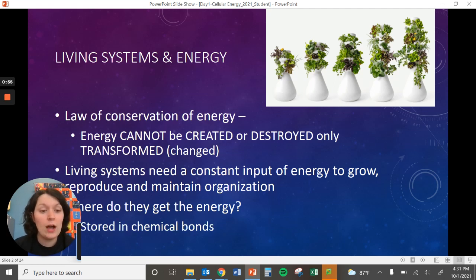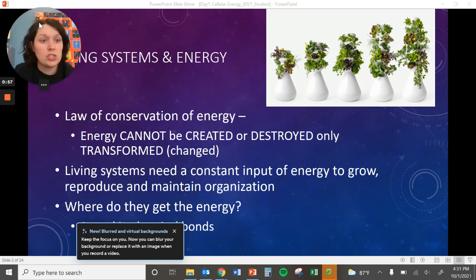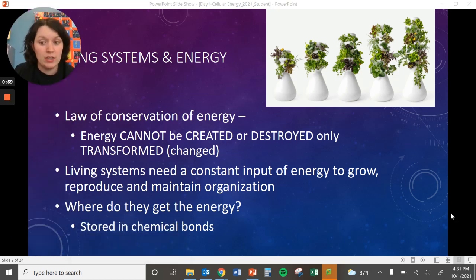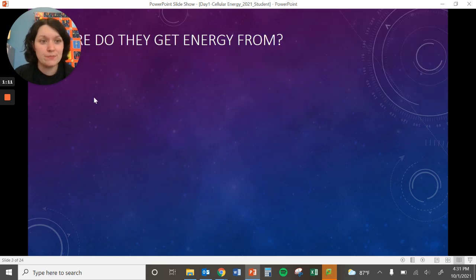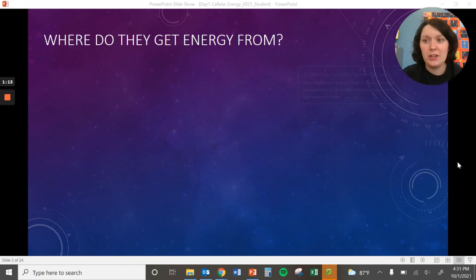They get it from the chemical bonds, usually in glucose, or we'll use ATP for energy. And this is our first law of thermodynamics, this law of conservation of energy. Okay, I'm going to move it over here now.